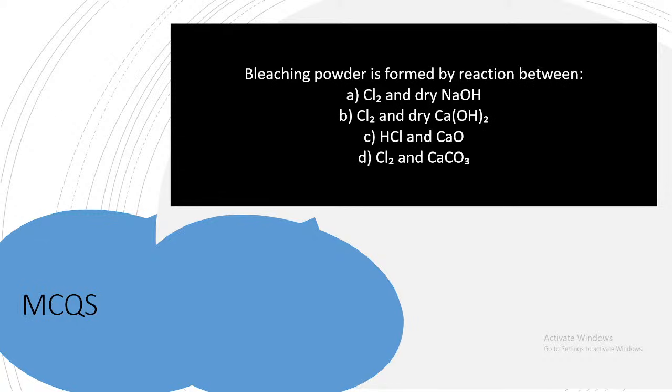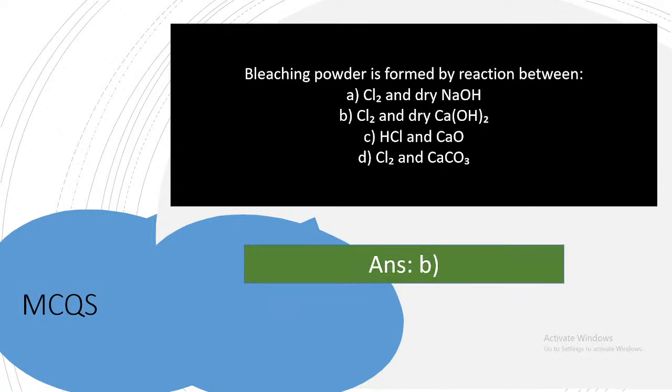Okay, we have D and B. Many of you are saying B and D. It's like a tie. Okay, let's see. So the answer is B. Good job. B is the correct option. So to prepare bleaching powder, we need chlorine and dry calcium hydroxide.